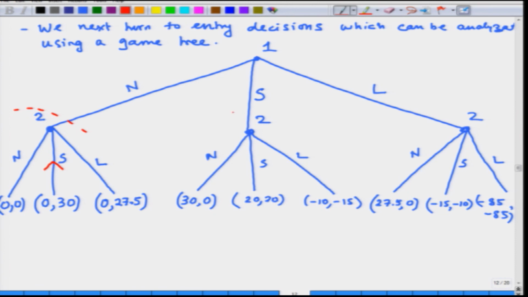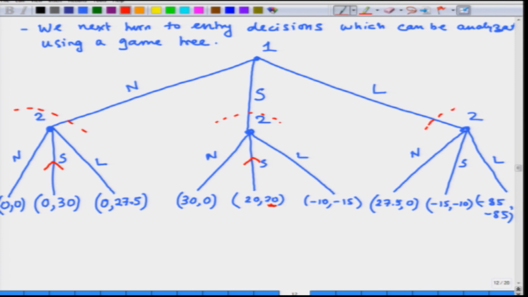On the other hand, if we are at this sub game, when firm 1 has decided to enter with a smaller capacity, what is firm 2 essentially doing? Firm 2 is comparing between not entering, it gets 0. If it were to put in a smaller capacity, it would get 20, whereas if it were to put in a large capacity, it would get 15. So, clearly 20 is the largest of that. So, firm 2 decides to invest in a small capacity.